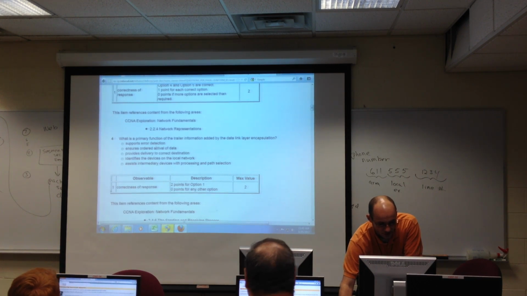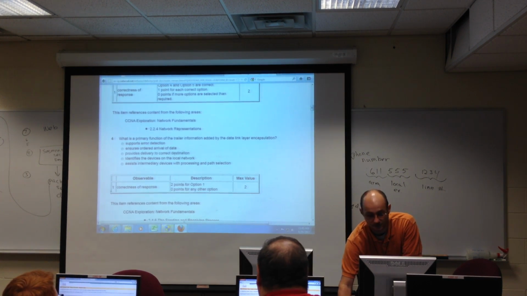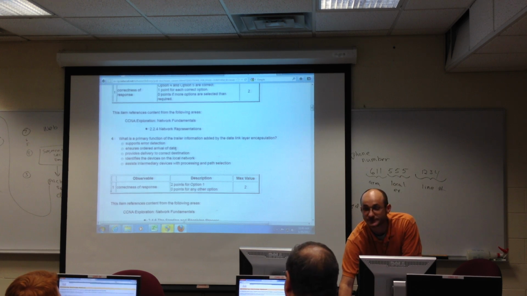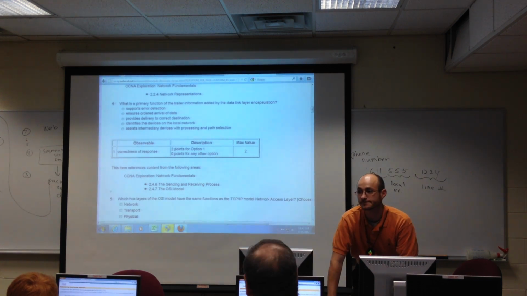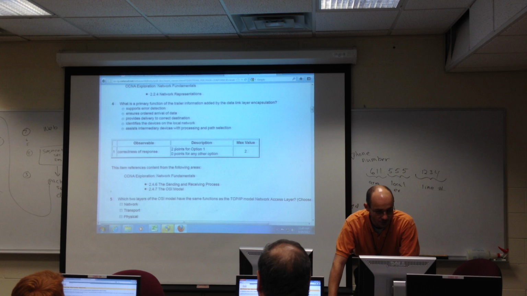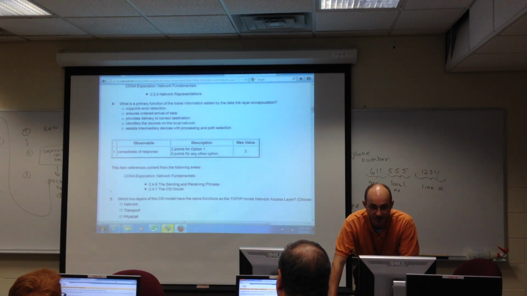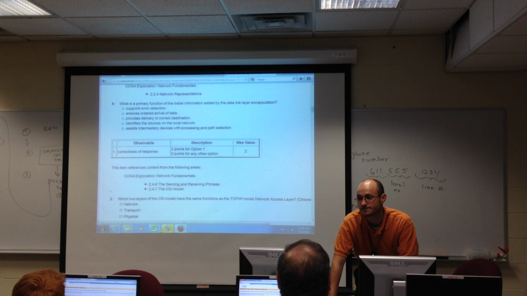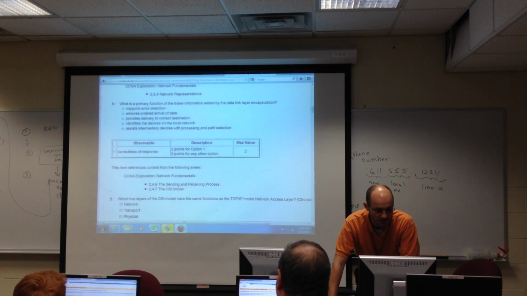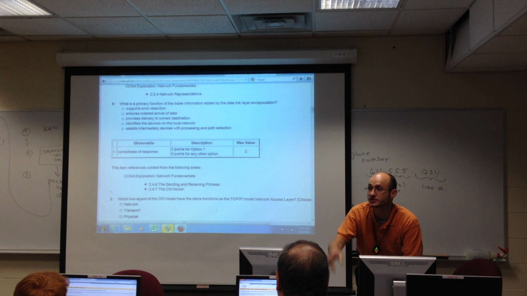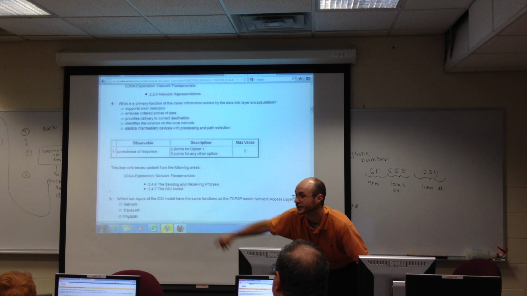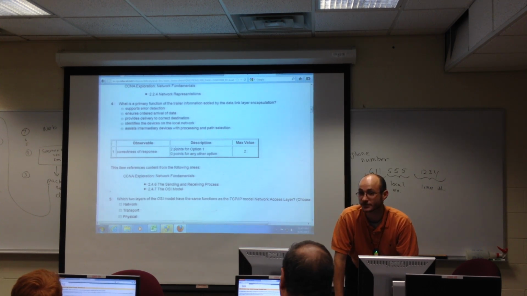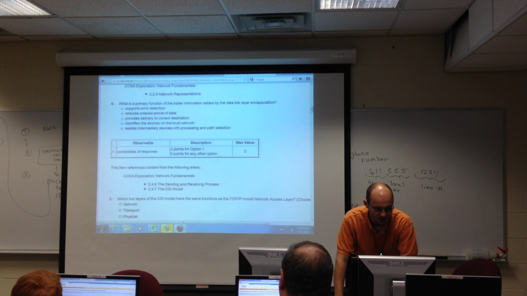Which one ensures ordered arrival of data? What layer? Transport layer, right? Uses sequence numbers. Which one provides correct delivery to the destination? Network layer. Which one identifies devices in the local network? Which one uses local addresses? Right there, folks. Layer 2, layer 1, the frame. Data link layer. Which one assists intermediate devices with processing path and selections?